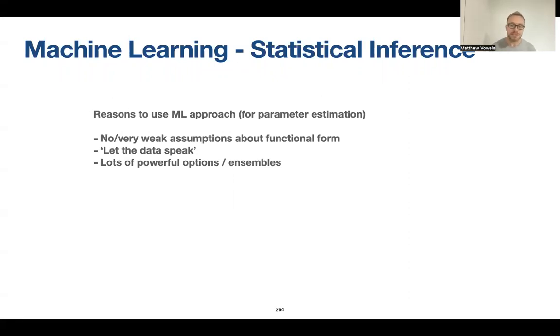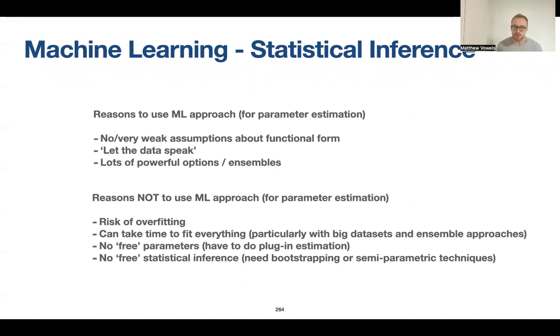In terms of using machine learning, in contrast, particularly from the point of view of parameter estimation, one of the good things is that we don't have very strong assumptions about the functional form. This was one of the problems with linear models. We can therefore let the data speak, and we've got lots of options available to us for this: support vector machines, random forests, gradient boosting machines, neural networks, and so on. You can also include linear models in there as well.